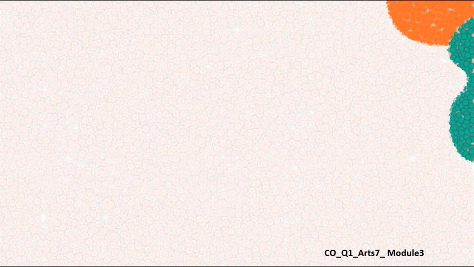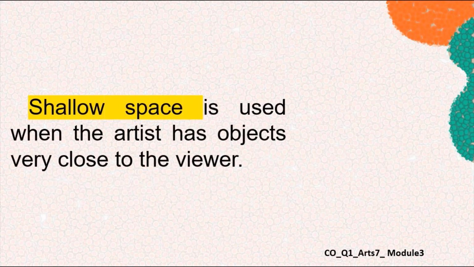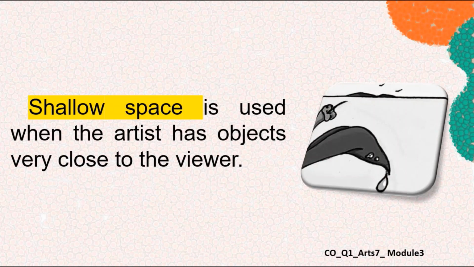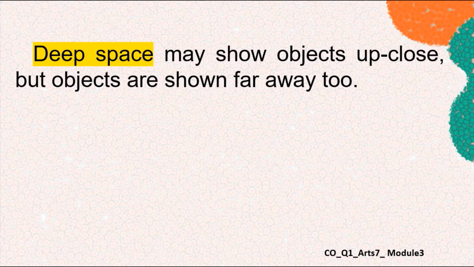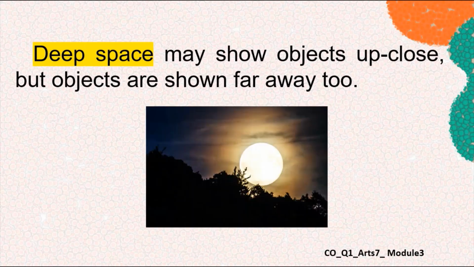Shallow space is used when the artist has objects very close to the viewer. Deep space may show objects up close, but objects are shown far away too.